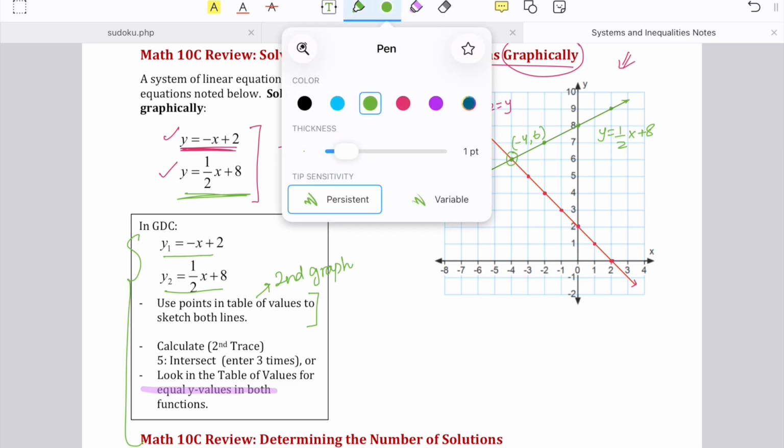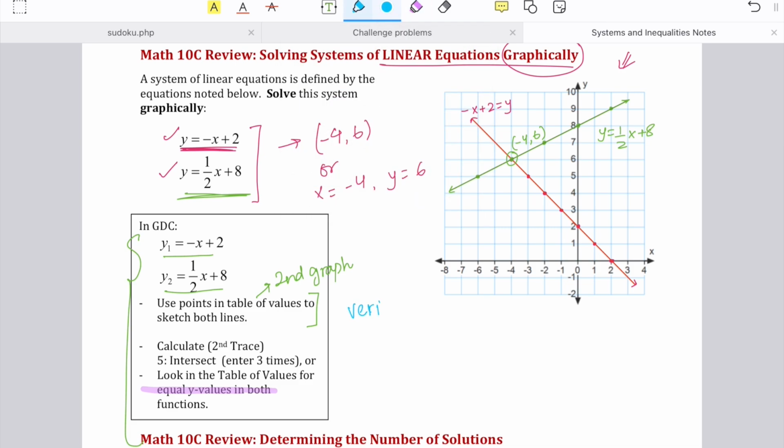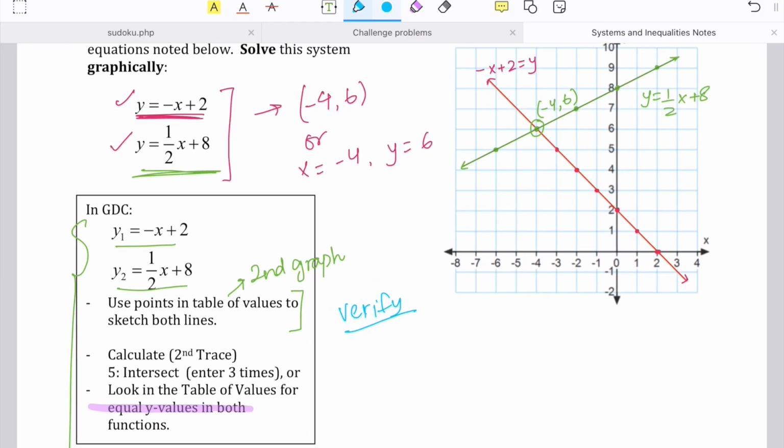Now we're going to verify this. How can I verify my work? We drew this using the graphing calculator, and we found our point of intersection using graphing.